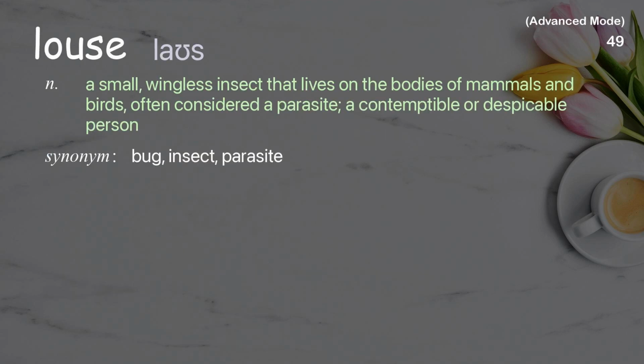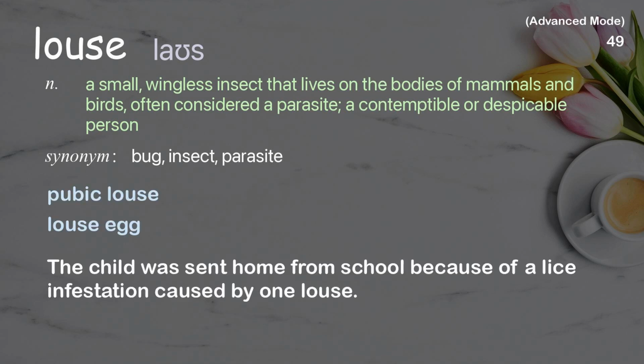Louse. A small, wingless insect that lives on the bodies of mammals and birds, often considered a parasite, a contemptible or despicable person. Examples: Pubic louse, louse egg. The child was sent home from school because of a lice infestation caused by one louse.